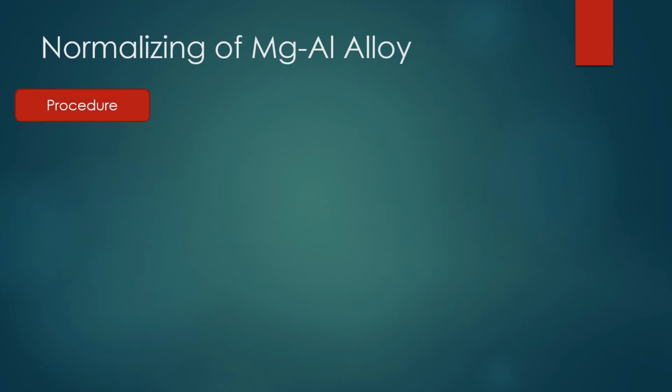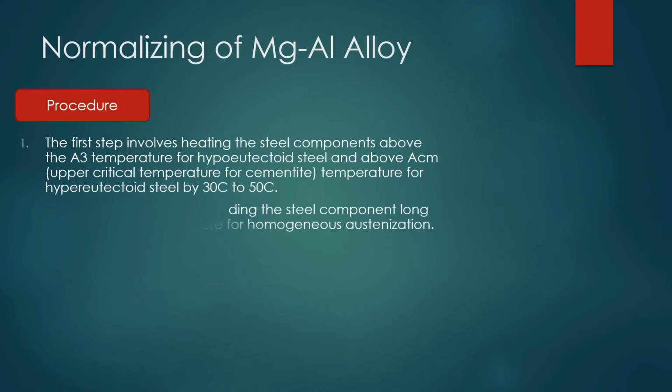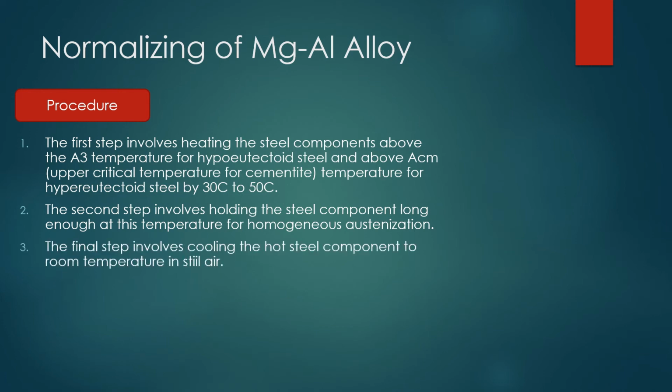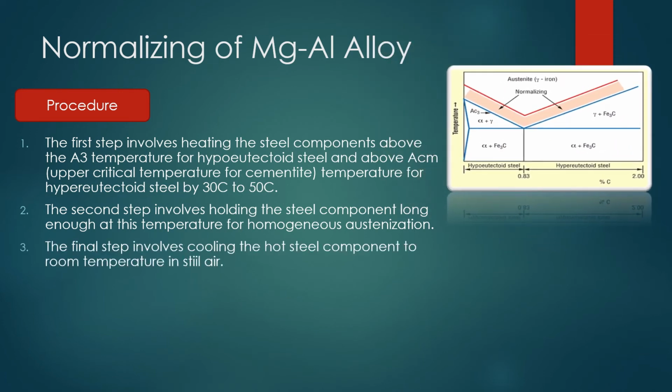Normalizing of magnesium aluminium alloy. The procedure. The first step is heating hypo-eutectoid steel above A3 and for the hyper-eutectoid steel above ACM. The second step is soaking. The third step is cooling at the end.